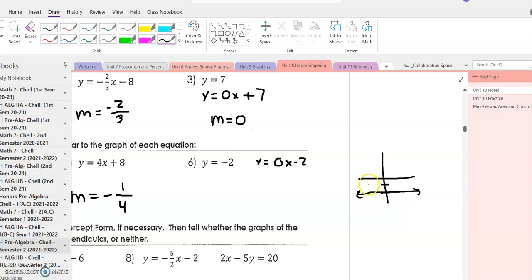We want something perpendicular. So if it is going straight side to side, that means we need a line going straight up and down. Take a second and think, what does the equation of a line look like that goes vertical like this? Pause the video, take a second, think about it, and then play it if you have an answer.